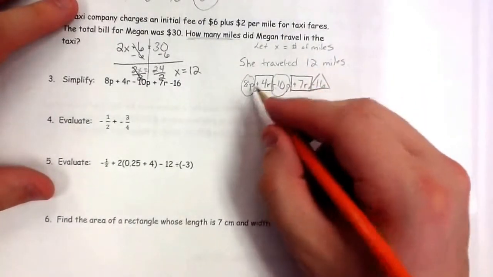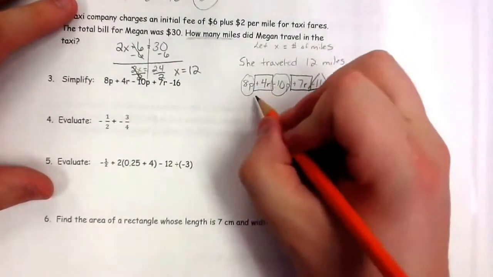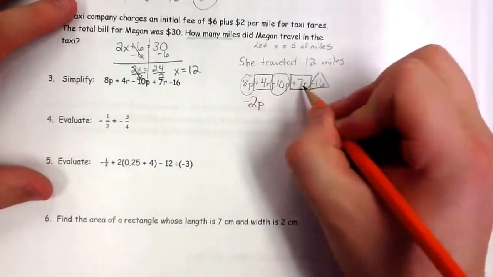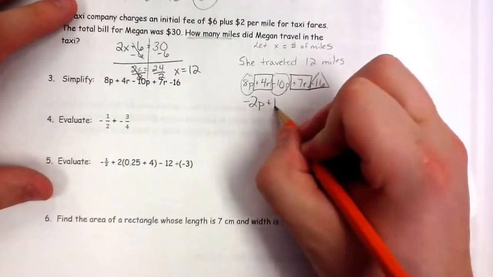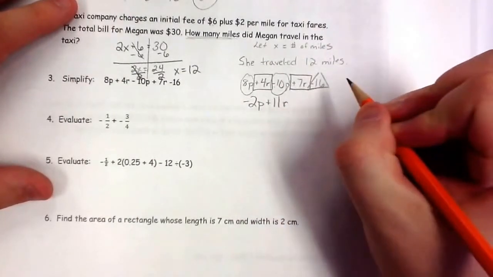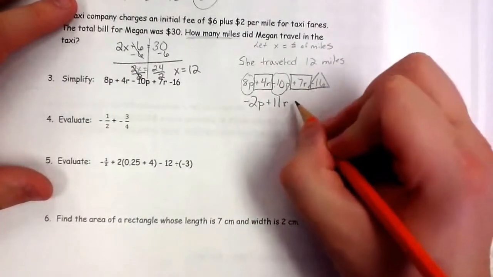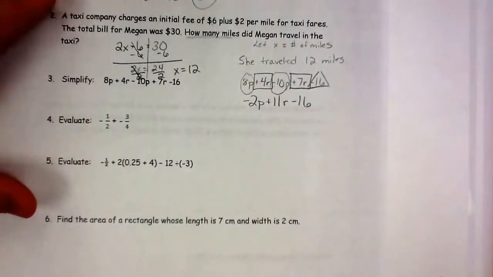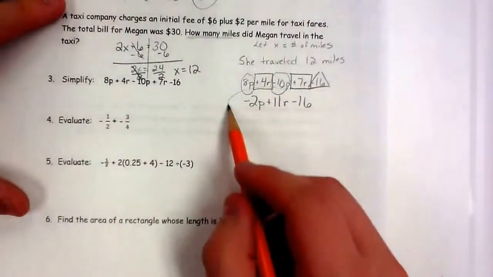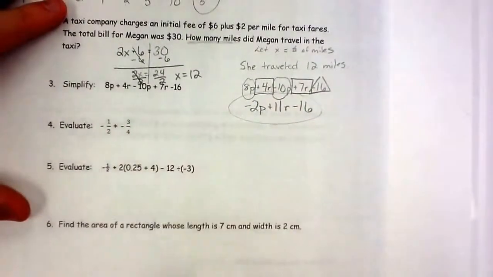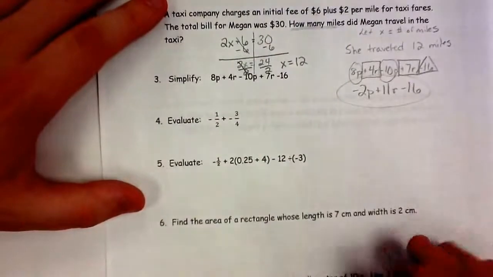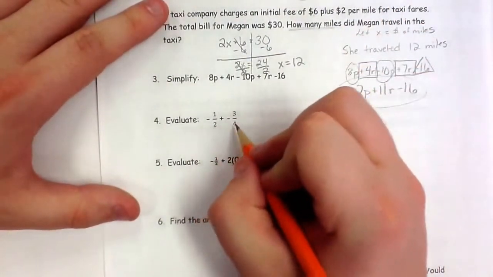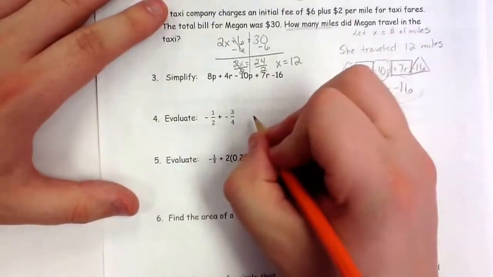Okay, so 8p minus 10p. 8 minus 10 will be negative 2p. 4r plus 7r would be a positive 11r. And then our minus 16 just gets added on at the end. There's nothing to combine minus 16 with. And there's our answer. If we want to evaluate this problem, we'll want to first get a common denominator. A common denominator between 2 and 4 is 4.